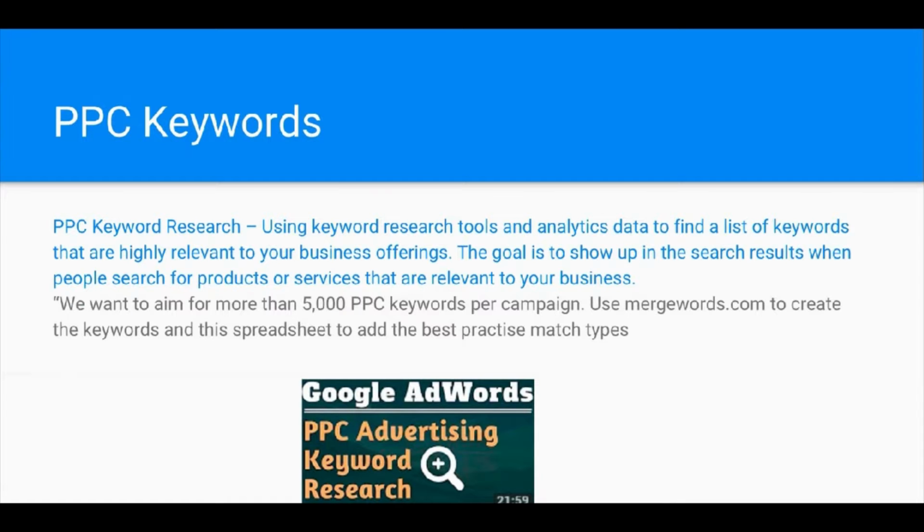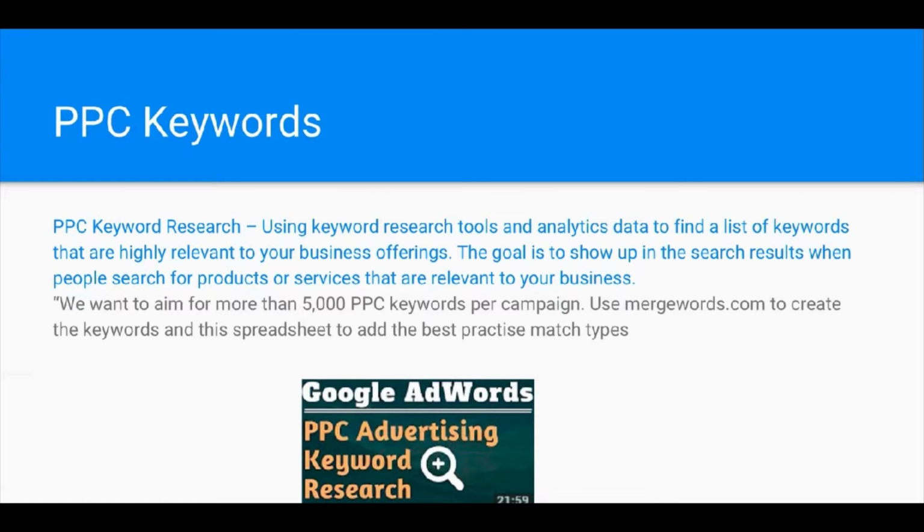You'll have to add keywords to your ad groups, so you'll want to do some research before you do this. PPC keyword research is the process of using keyword research tools and analytics data to build a list of keywords that are highly relevant to your business offerings. The goal is to show up in the search results when people search for products or services that are relevant to your business.